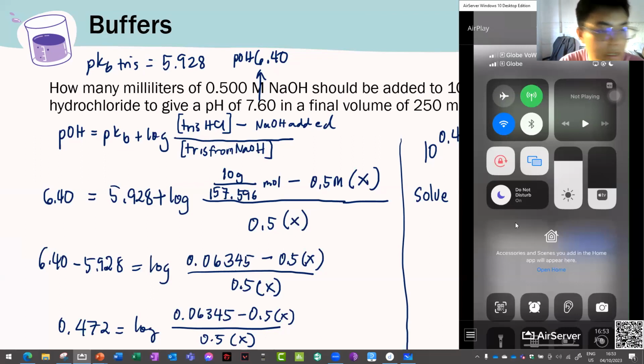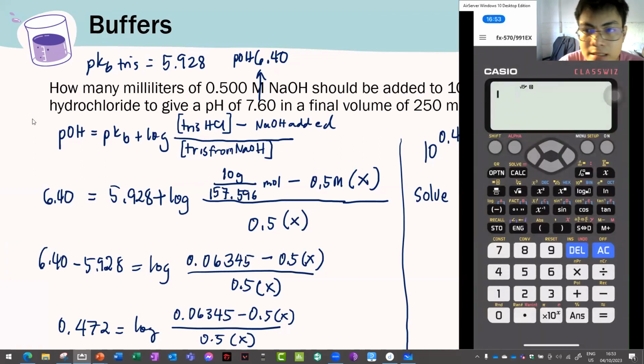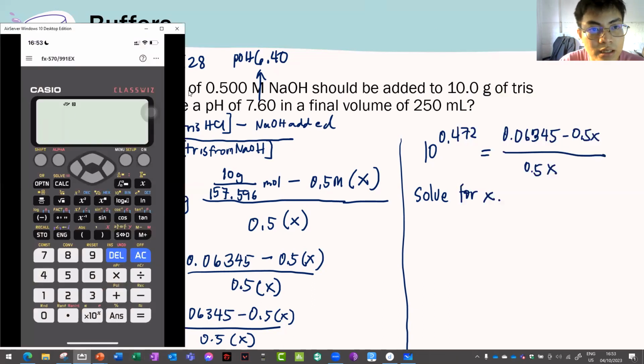So why did I simplify it? Because if I plug in the whole equation as is, the calculator will take longer and might give an error. So that's why I simplified things first. This one, you just subtract. This one, you just divide. The log, I just took the anti-log. So it's easier for the calculator to solve. So let's solve for x: 10 raised to 0.472 equals 0.06345 minus 0.5x divided by 0.5x. Then we can shift solve.